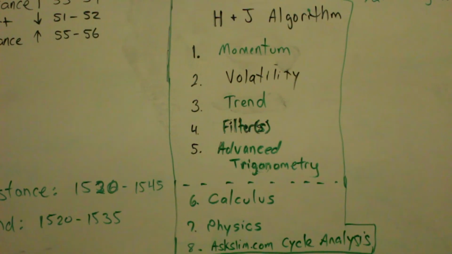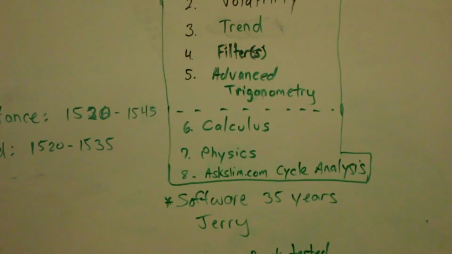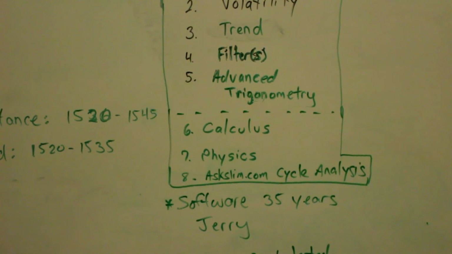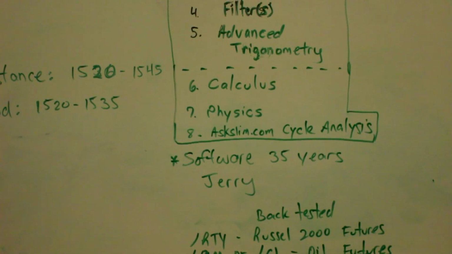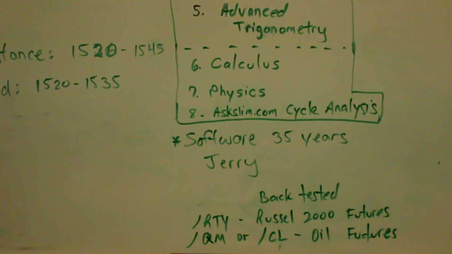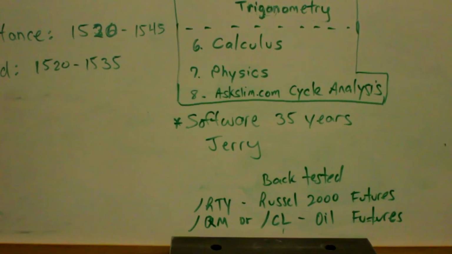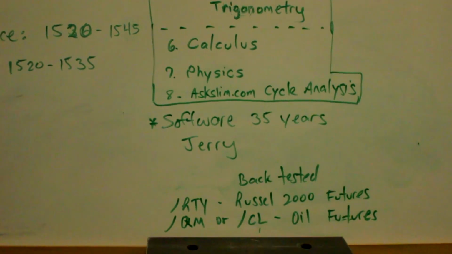So you have a little bit about who I am: software developer for 35 years. You have at least a general idea of what's in our algorithm. In case you didn't see the Ask Slim and the physics and the calculus, there it is. That's me, software developer, 35 years. And at the very bottom here, we've actually back tested this. So we didn't just throw this up there and start making trades and hope it all worked out.